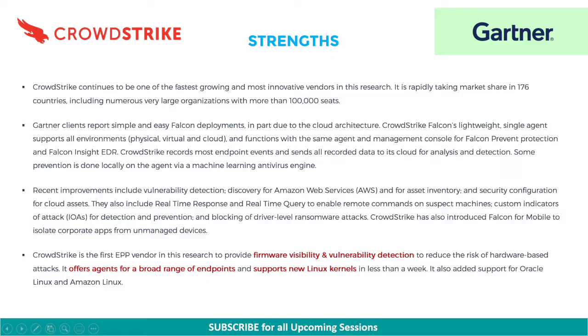CrowdStrike is the first endpoint security vendor in this research to provide firmware visibility and vulnerability detection, to reduce the risk of hardware-based attacks. It offers agents for a broad range of endpoints, and supports new Linux kernels in less than a week. It also added support for Oracle Linux and Amazon Linux.